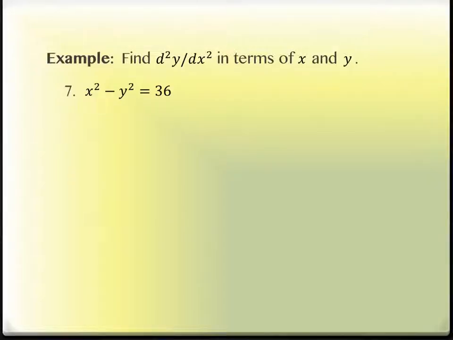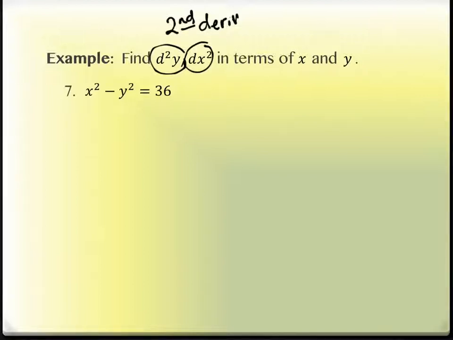All right, my last question right here. I need you to know what this notation means. This notation means second derivative. And all a second derivative is, is the derivative of the derivative. That's it. So it means we're going to do the process twice.